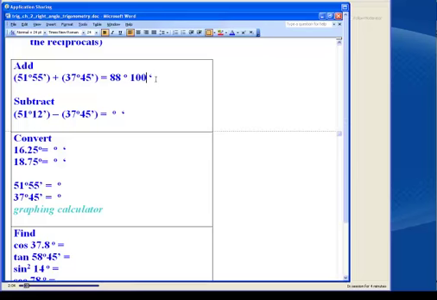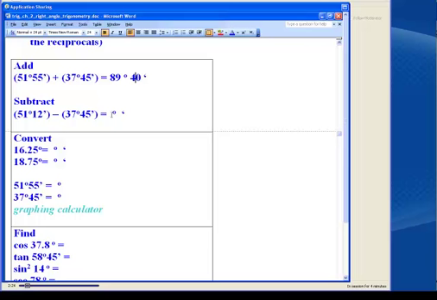However, there are only 60 minutes in a degree. So for each 60 minutes, we'll bump up the degrees by 1, and then, of course, the minutes down by 60. So this one is 89 degrees and 40 minutes.